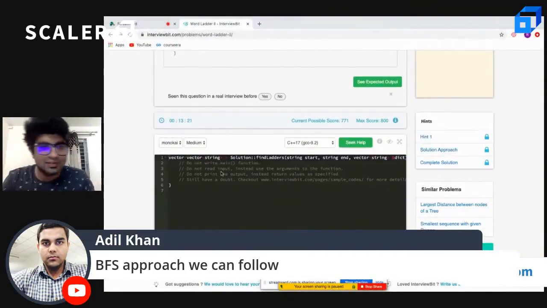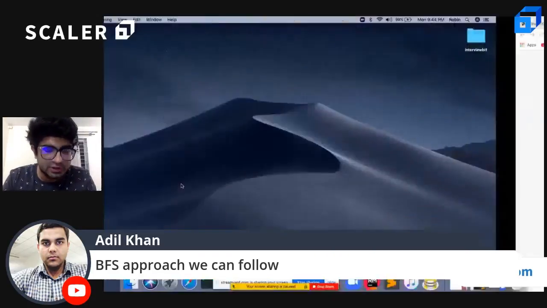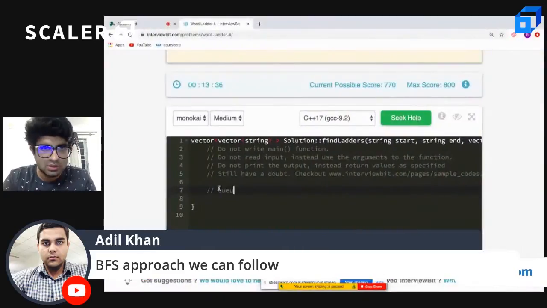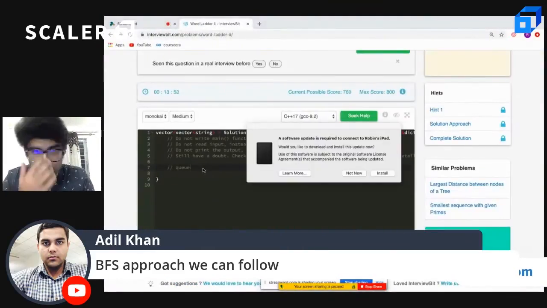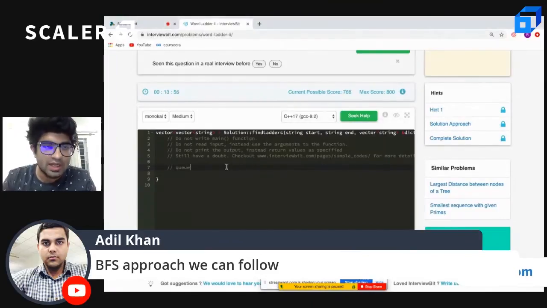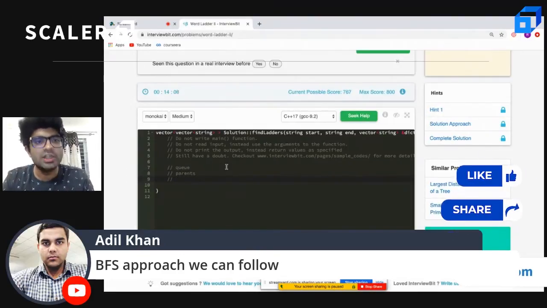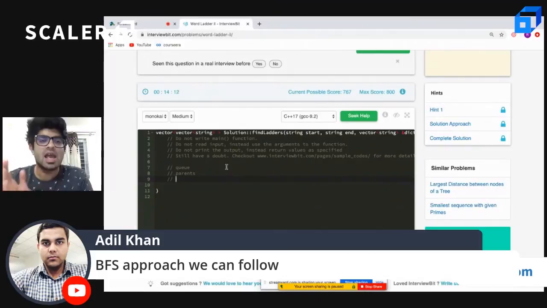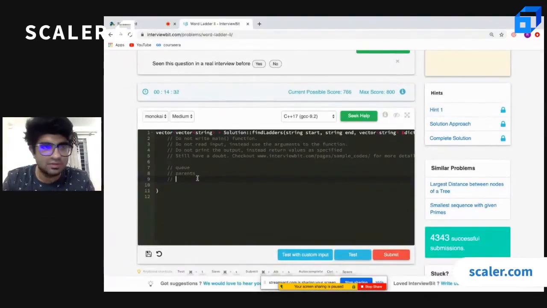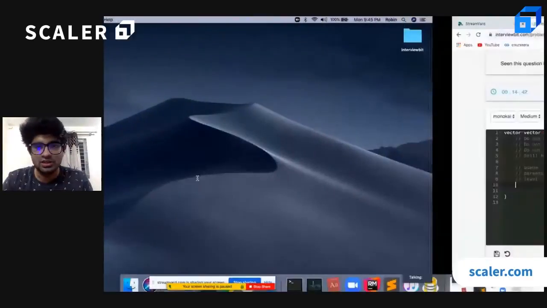Let's first analyze what things we need to consider while solving this question. The first thing is, we need some sort of queue. Let's say we build a queue first. And after that, what else do we need? We need to store parents. We need that information as well. And we need to maintain some sort of level information as well. I guess these are the three things that will help me build that structure that I just discussed. Okay, let's try to solve it here only.